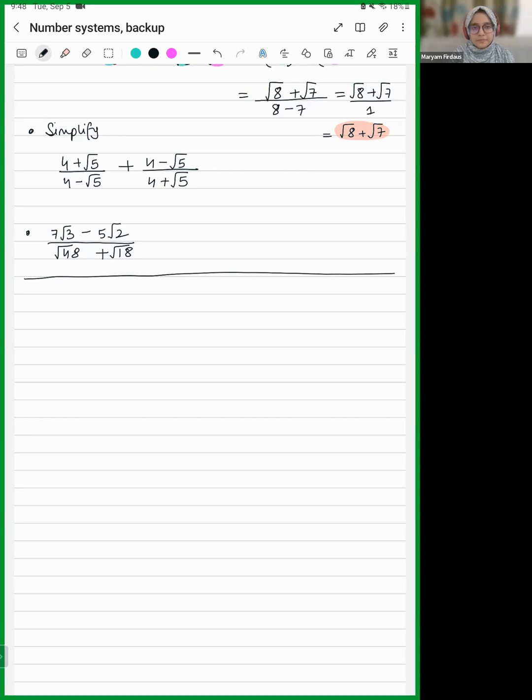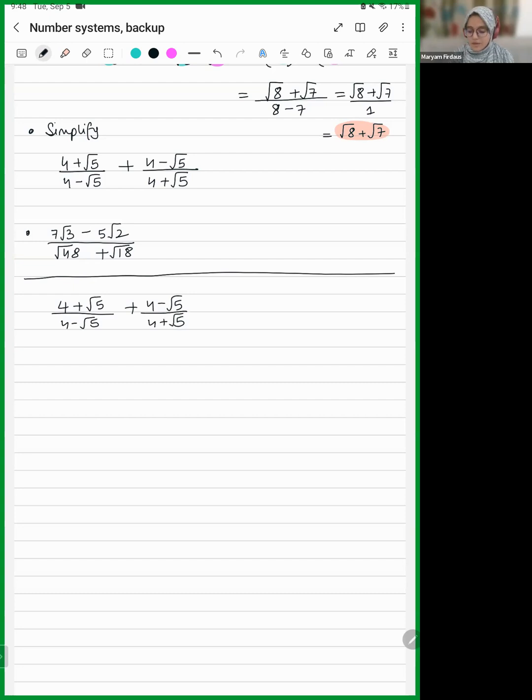Okay, fine. Who else then? Chalo. 4 plus root 5 by 4 minus root 5 plus 4 minus root 5 by 4 plus root 5. Preshita?